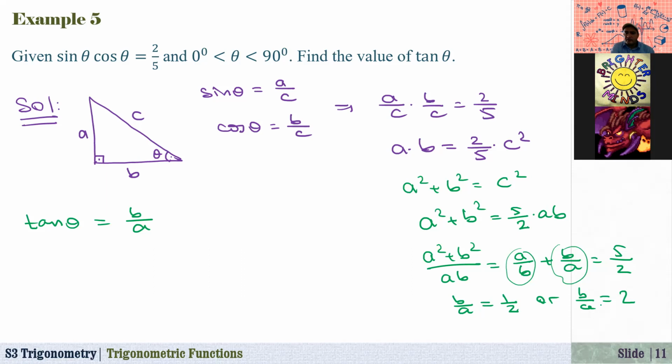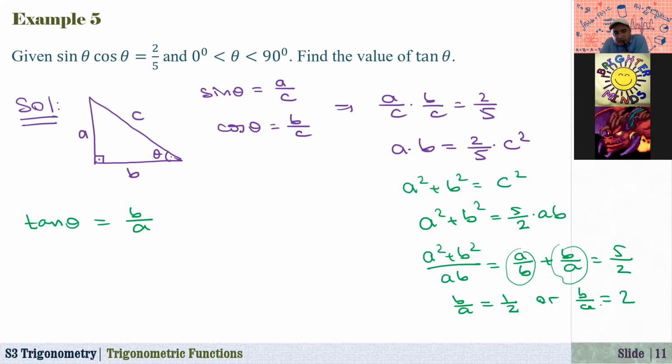Given this, find the value of tangent of theta. So tangent of theta is B over A, that's equal to 1 over 2 or 2. What do you think, Dashel? Which one should we pick? Both answers or only one of them? I think both, sir.